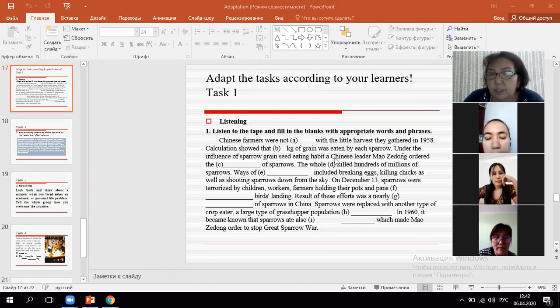For example, if you think that this task is difficult for your learners, you should adapt it. You should simplify it, but you should then explain why you adapted it. What is the objective of your adaptation? Or maybe you may add more extra information. Maybe you will exploit this text and use it for other purposes.